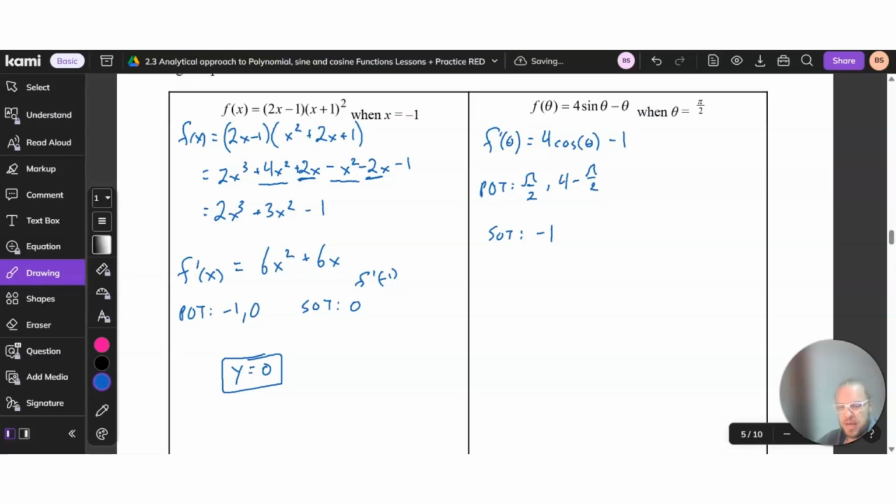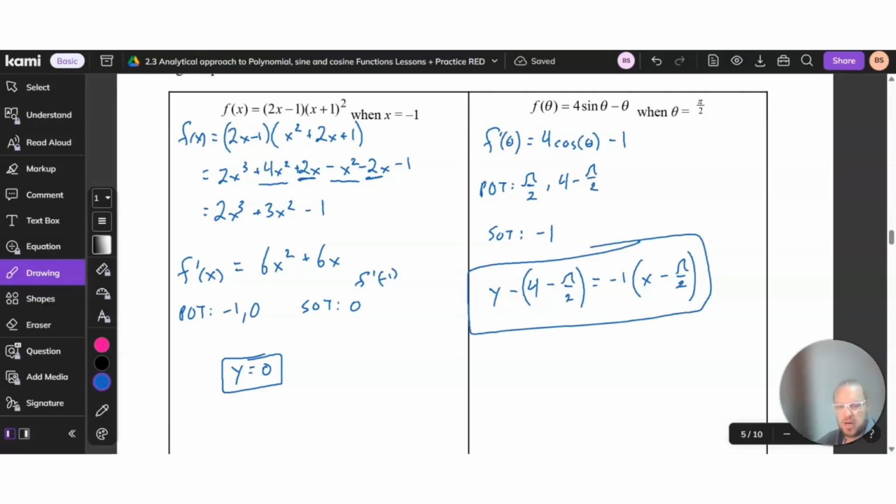So then I can go ahead and write in that equation. Now it is a little bit ugly, but don't worry about it. Just leave it in that ugly form. So 4 minus pi over 2. If you want, you could do a decimal, but I like just leaving it exact. Equals the slope times x minus our x coordinate. And so that would be the kind of ugly equation for our tangent line.